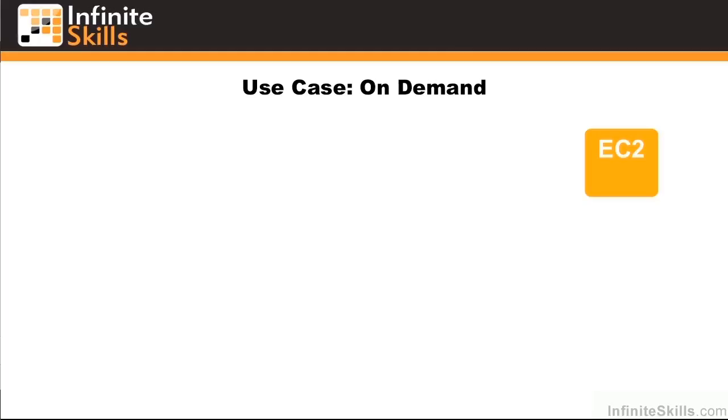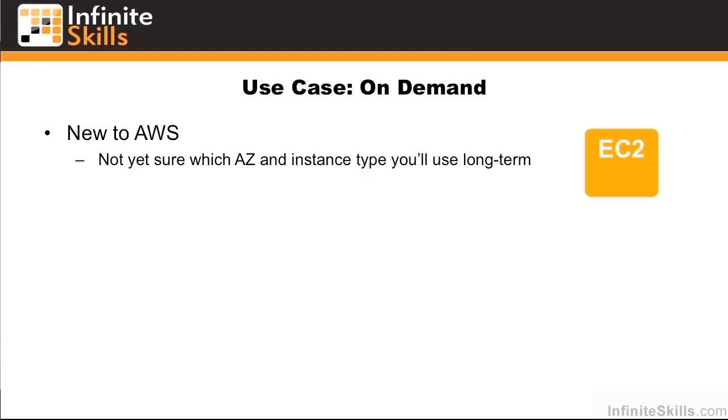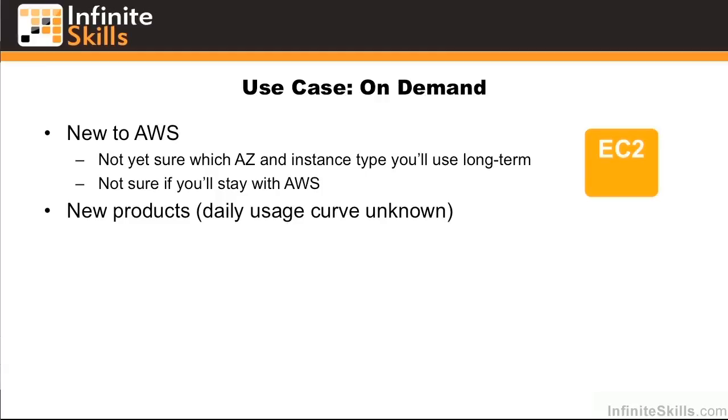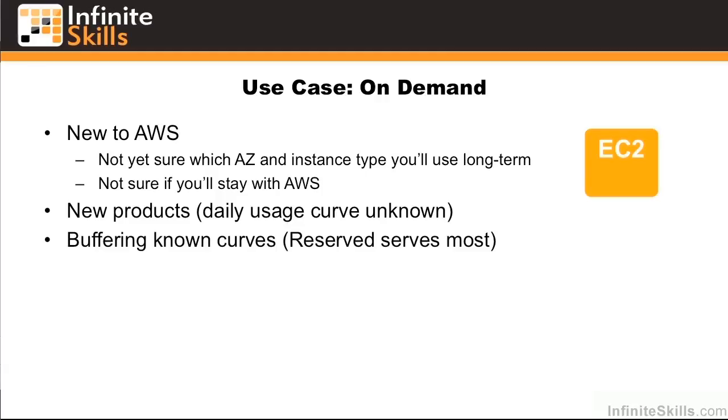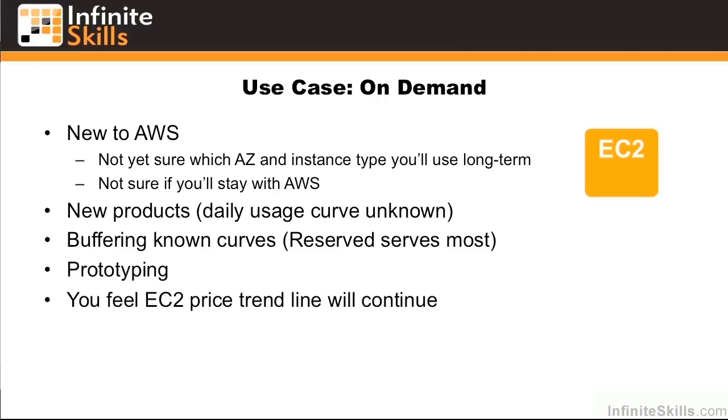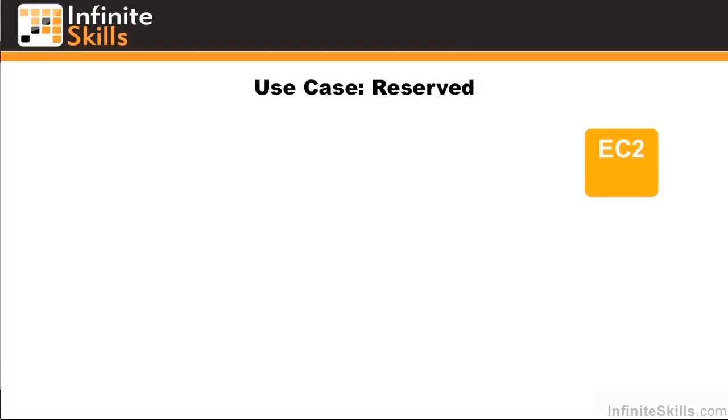The use cases for on-demand are if you're new to AWS and you're not yet sure which AZ and instance type that you'll be using long-term, or you're not sure that you'll stay with AWS, or if you have new products whose daily usage curve is not yet known, or you can use it also for buffering known curves where reserved serves the base. You can also use it for prototyping, or if you feel that the EC2 price trend line will continue.